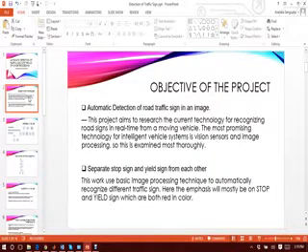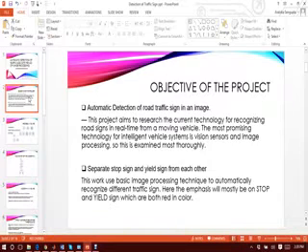The objective of the project is such that it aims to research the current technology for recognizing road signs in real time from a moving vehicle. The most promising technology for intelligent vehicle systems is vision sensors and image processing, so this is examined most thoroughly.